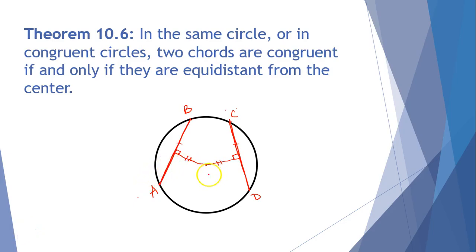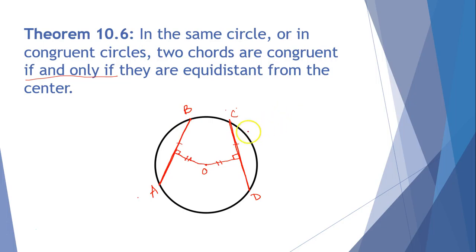So another way that this theorem can be stated, because it's saying if and only if, is if we knew the other way around. If we knew that this segment right here, drawn from the center to the chord, and the same goes for the center to the chord here, let's call this O, if we know those two segments are congruent, then we should know that their chords are congruent to each other.